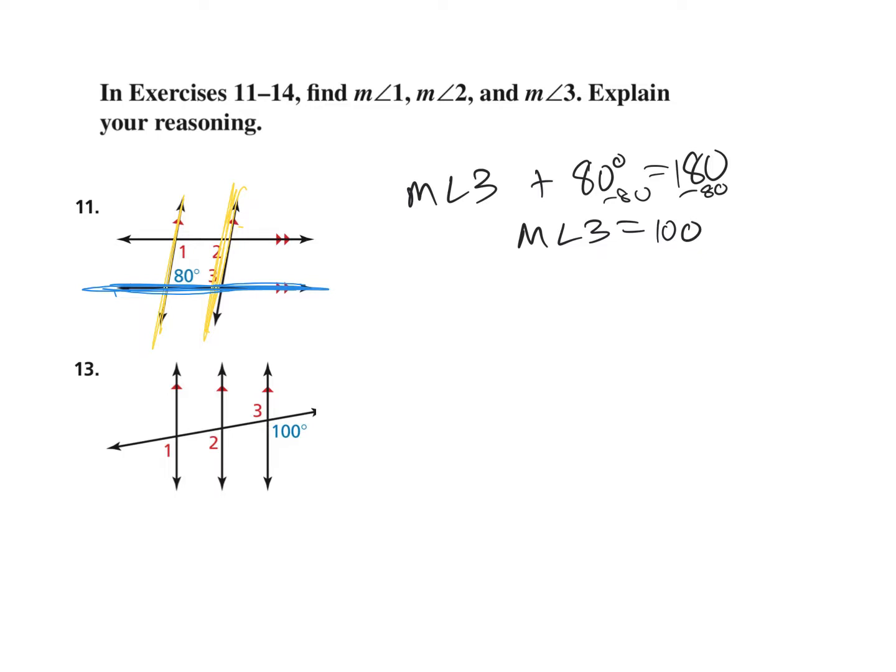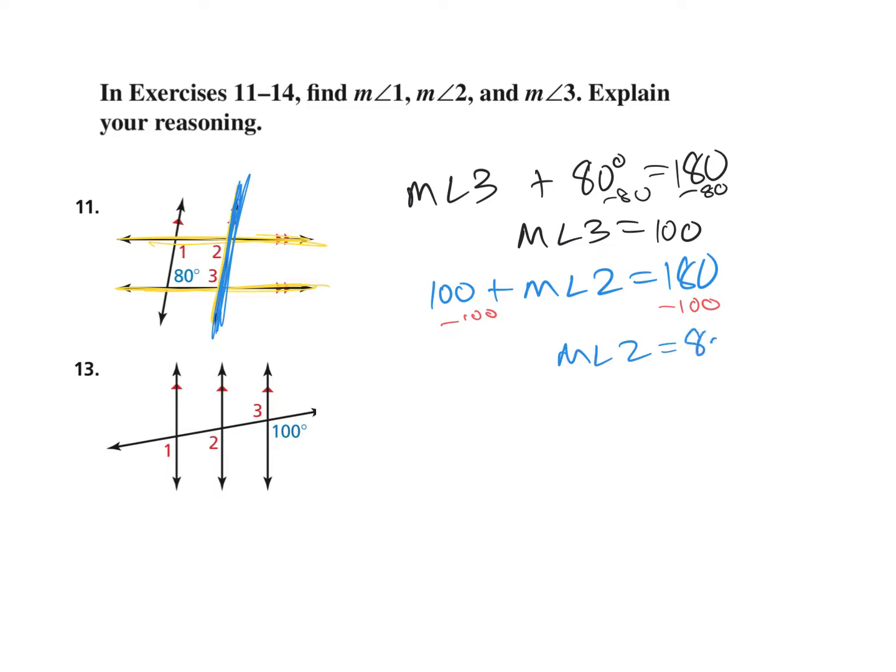All right, so now that we know what that is, let's go ahead and start over and do this and this one and this one. So our transversal will make this blue one. So angle 2 and angle 3 are on the same side of the transversal, and they're consecutive. So angle 3, which is 100, plus the measure of angle 2 is equal to 180. Consecutive interior angles add up to 180. So we subtract 100, and we get the measure of angle 2 equal to 80.